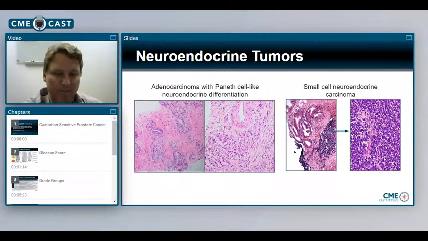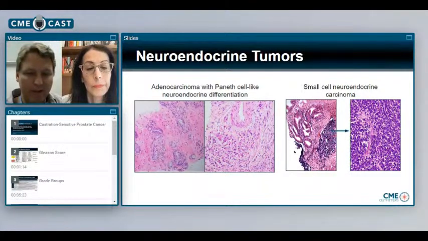Now, on the other end of the spectrum, you can have adenocarcinoma which has neuroendocrine differentiation, say Paneth cell neuroendocrine features. Essentially, they're neuroendocrine cells with abundant granular cytoplasm that you can see in the GI tract. This can be seen on occasion in prostate cancer. Clinically, it doesn't have much of a difference from acinar adenocarcinoma. The problem comes with grading in that it can kind of distort the glands, and the grading of the prostate glands with these features can become difficult.